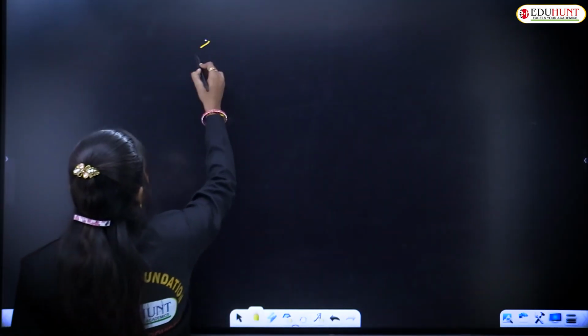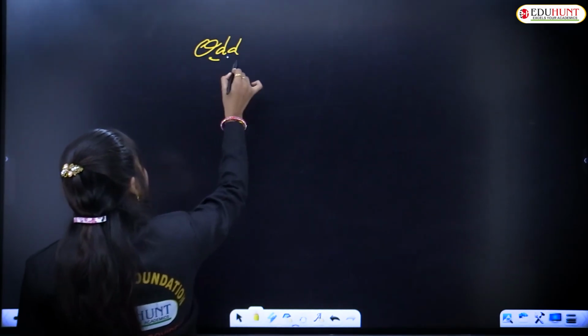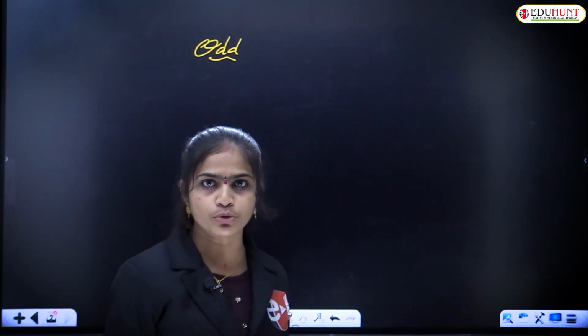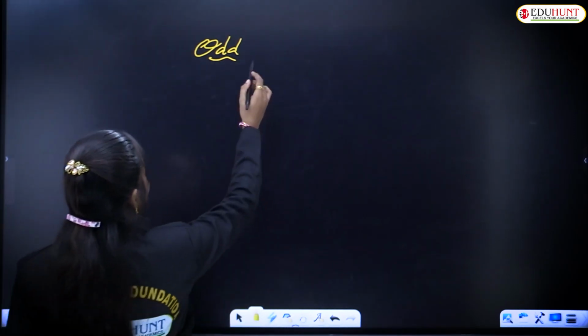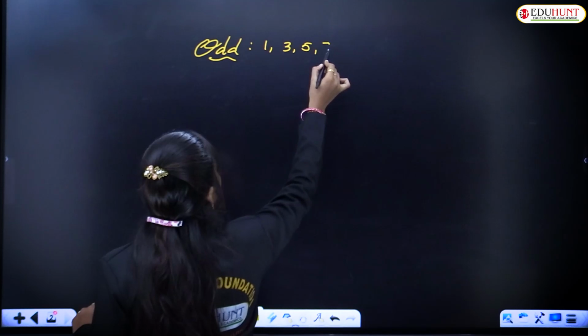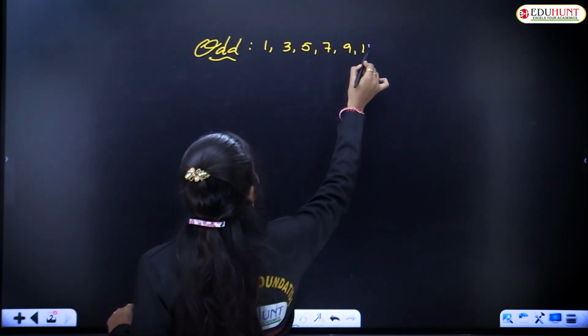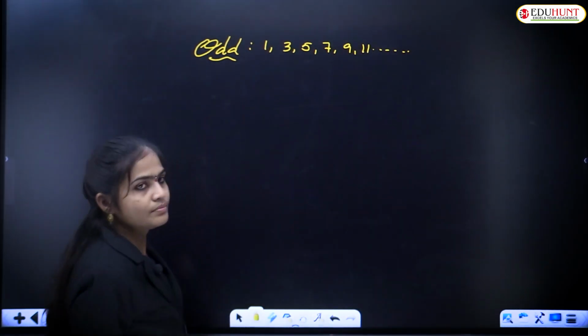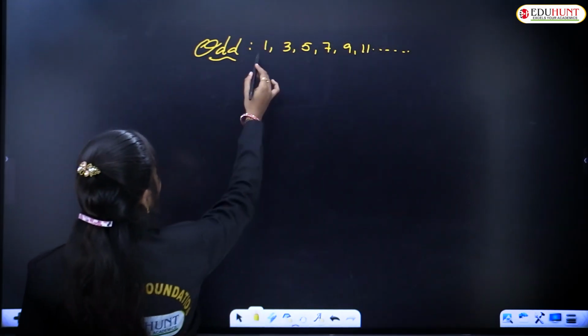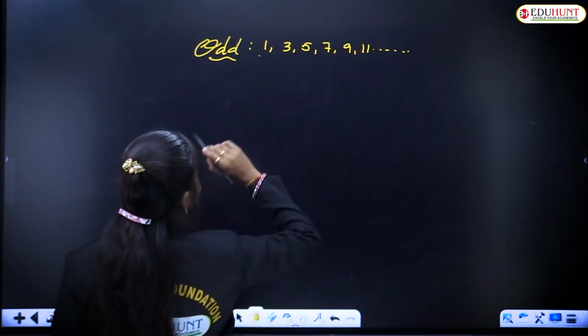Yes, next one, odd numbers. So what do odd numbers mean here? Odd numbers mean the numbers which are not exactly divisible by 2. Okay, we know that, right? So the odd numbers: the first number is 1, 3, 5, 7, 9, 11 and so on. Okay, these all are odd numbers, already we know that, right?